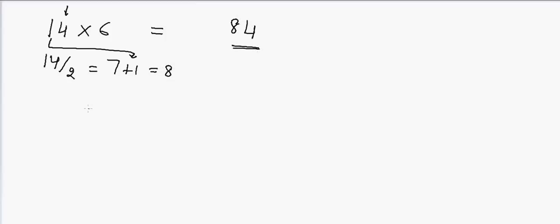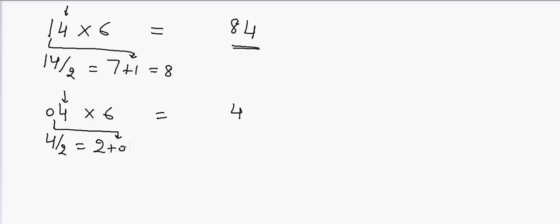Another example, if I have 4 and I want to multiply by 6, so in that case the last digit is 4, so I'll write 4 here, and then half of 4 is equal to 2. Because it's a 0 here, if I add 0 it will still remain 2. The answer will be equal to 24.